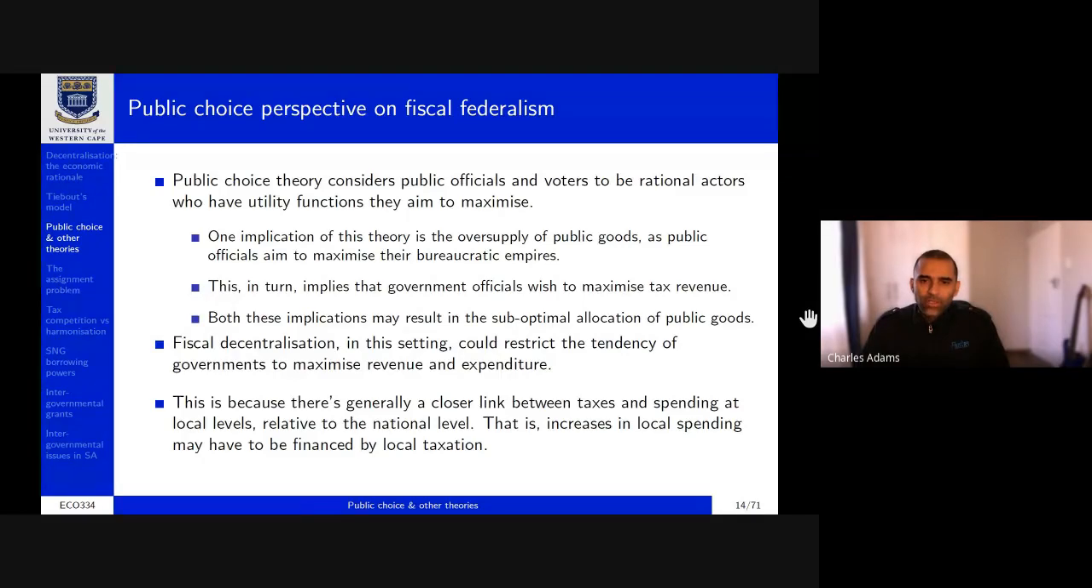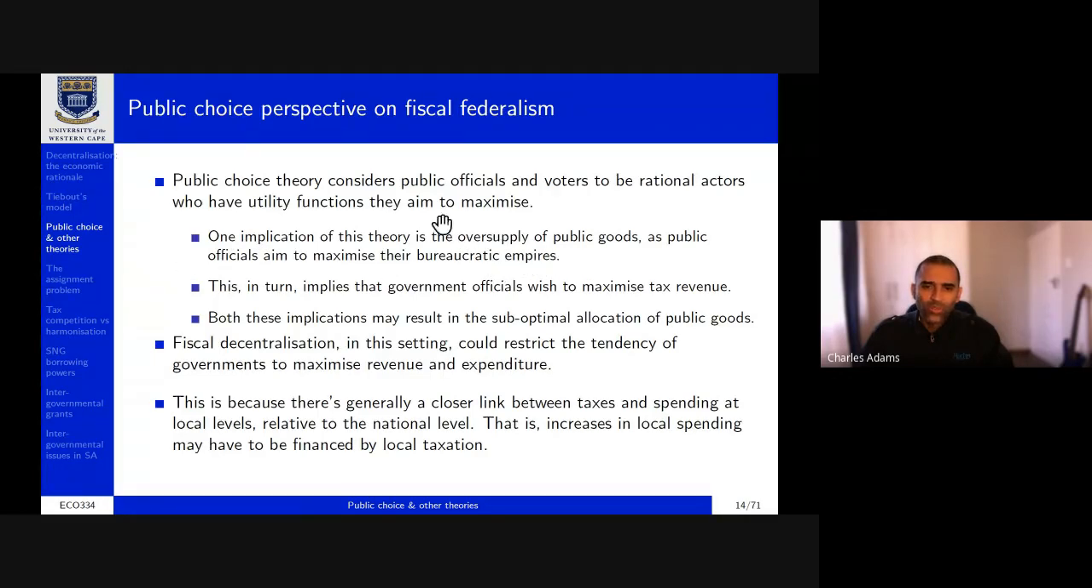So one implication of this theory is that we may observe the oversupply of public goods, since public officials aim to maximize their bureaucracies, right? So as I mentioned earlier, the assumption is that public officials behave just like any other maximizing agent in an economy, and they are trying to maximize something. What they're trying to maximize would be their empires, effectively, the budgets of the departments or of the level of government, etc., or the votes, right? And one can think of this in different ways.